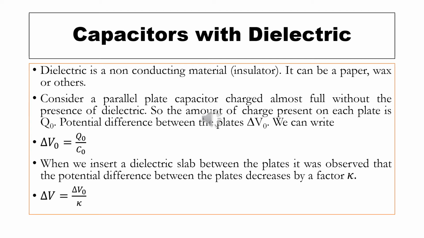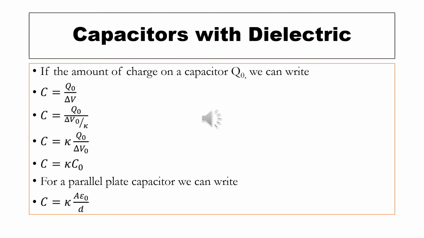When we insert a dielectric slab between the plates, it is observed that the potential difference between the plates decreases by a factor K, given by del V is equal to del V naught divided by K. Now for the capacitance, we have already supposed that the charge on the capacitor does not change. It is Q naught. So capacitance is given as C is equal to Q naught upon del V, where this del V is in the presence of the dielectric. We put in the value, and we find C is equal to K Q naught over del V naught, and finally we have the factor K into C naught, where K is always greater than 1.